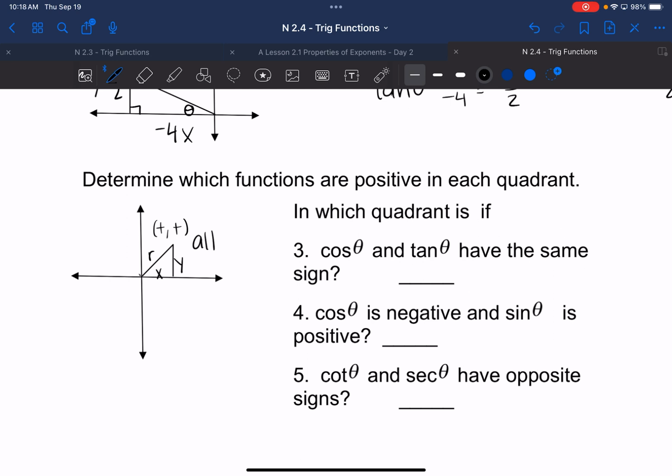Okay, let's look in quadrant 2. So in quadrant 2, we've got a right triangle here.